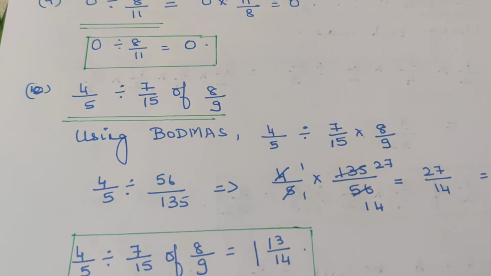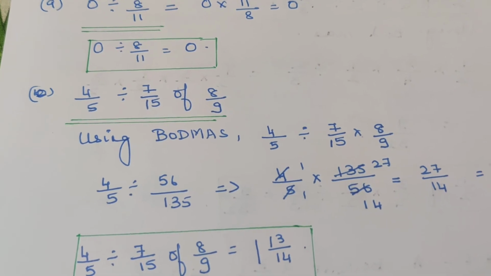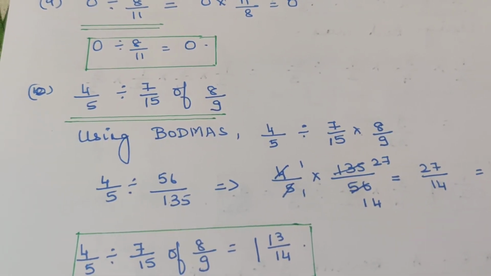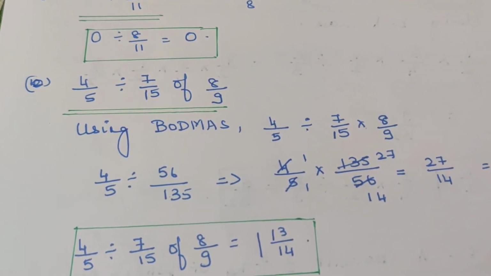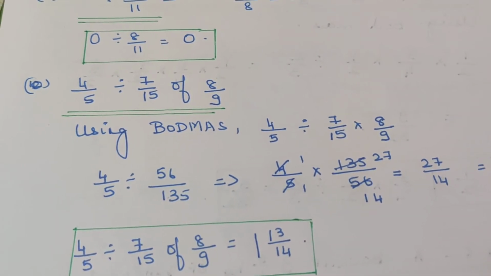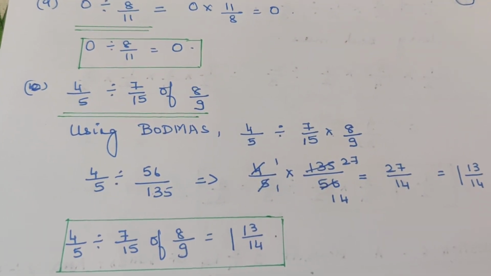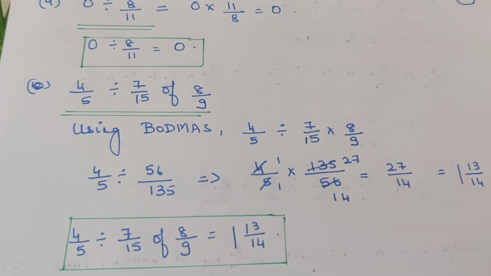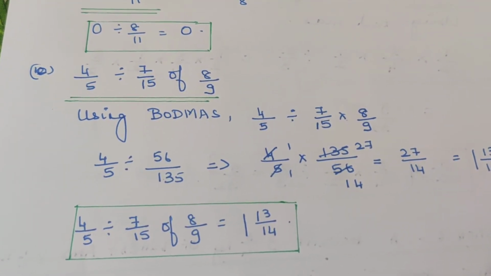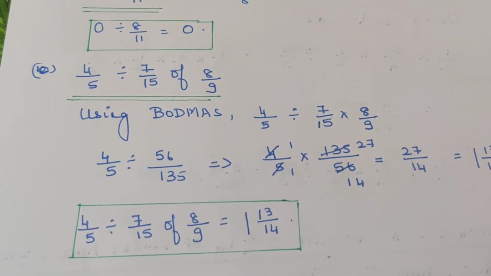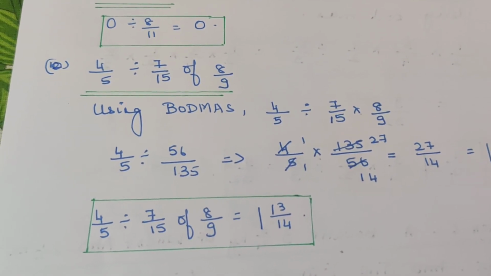Next one. 4/5 ÷ 7/15 of 8/9. Using BODMAS, we'll first do "of". 4/5 ÷ 7/15 × 8/9. That becomes 4/5 ÷ 56/135. That is equal to 4/5 × 135/56. On simplification, you get 27/14. That is equal to 1 13/14. Therefore, 4/5 ÷ 7/15 of 8/9 is equal to 1 13/14. Hope this is easy. Just pausing.